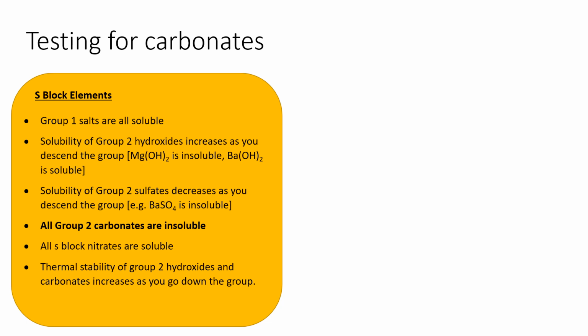The next test that we need to be aware of is testing for a carbonate ion. So the carbonate ion is CO3 2-. So for instance, you could have a group 1 carbonate, which would be something like sodium carbonate. And you could have a group 2 carbonate, something like calcium carbonate.